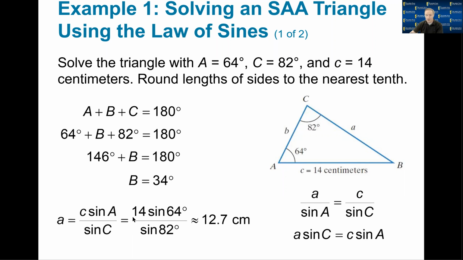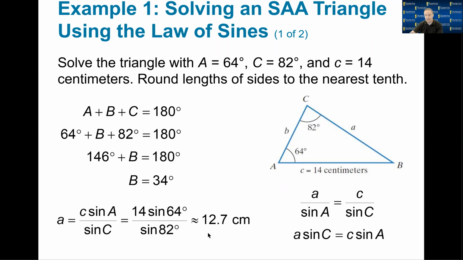Now within this problem, we just plug it in and we say, well, C is 14. The sine of A is going to be the sine of 64. We're dividing that by the sine of 82. And in all of the homework, whether it's on my math lab or in the book, it's wanting you to round every side to a tenth of a decimal place and every angle to the nearest angle. So in this case, we get 12.7 centimeters.